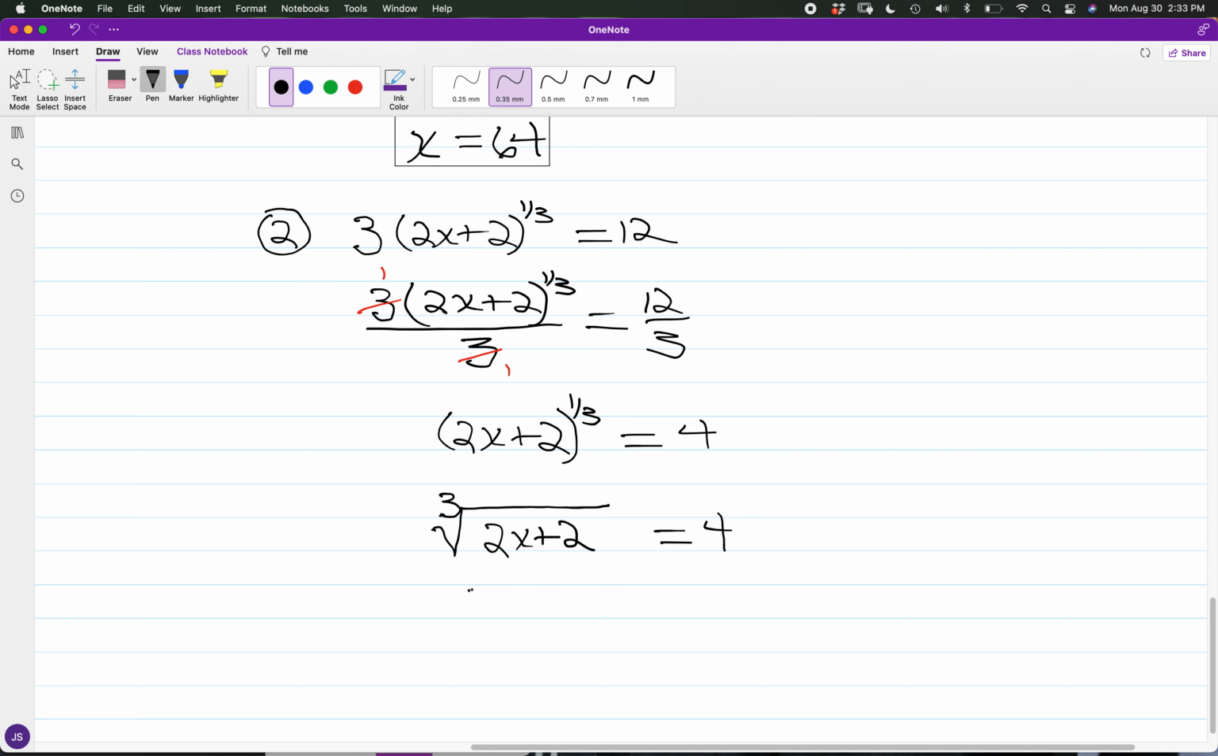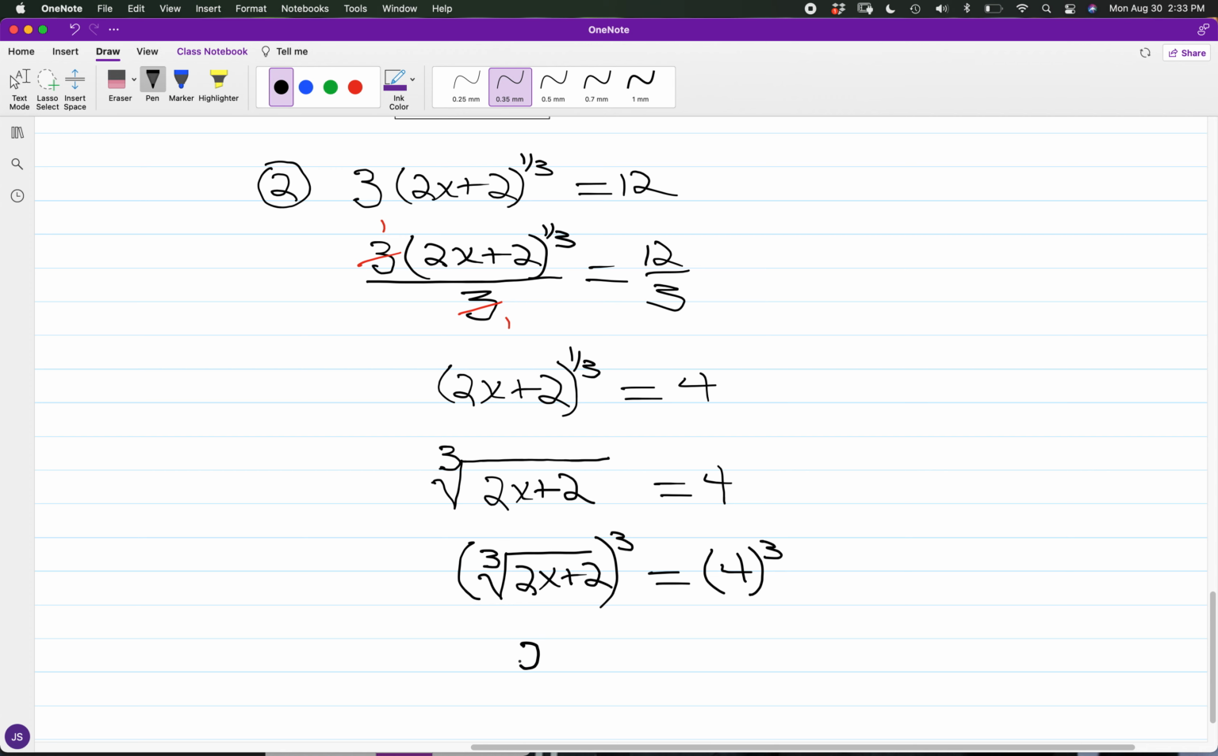Now, in taking care of the radical, I'm going to take both sides and raise to the power that matches the index number. So I'm going to be looking at cubing both sides. Cubing out the cubic root of 2x plus 2, so we have 2x plus 2 and 4 to the 3rd power. So I'm going from 4 to the first at 4, 4 squared is 16, and times 4 will be 4 cubed, which will be 64.